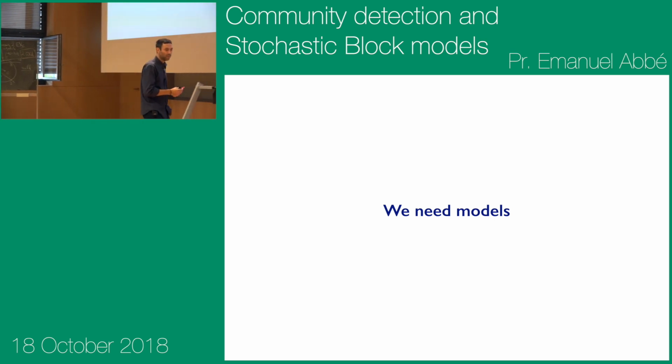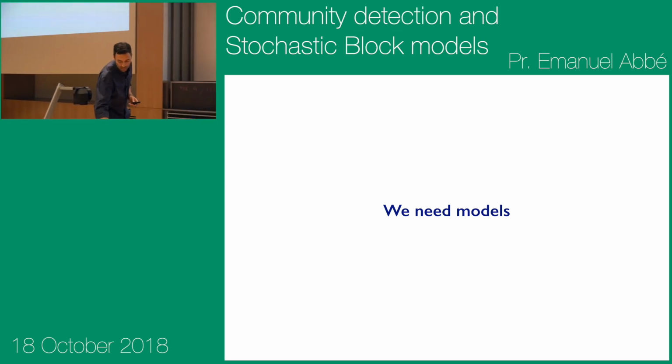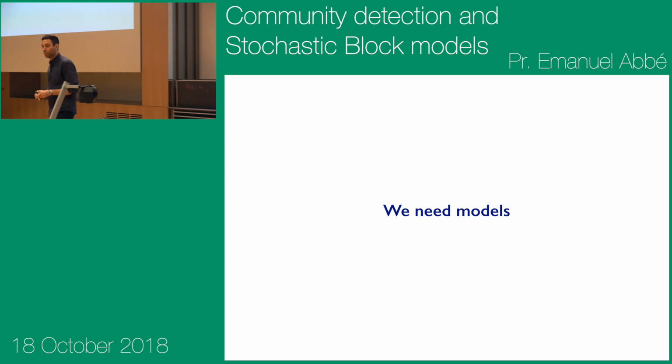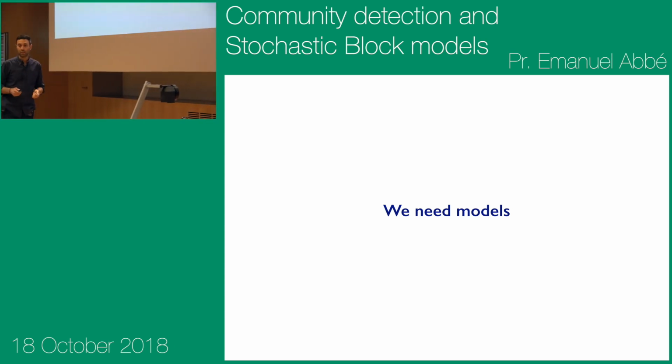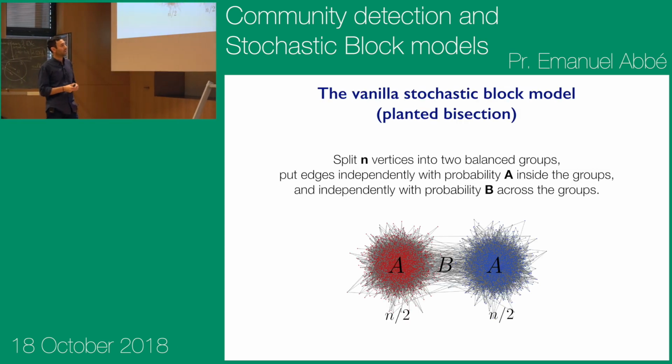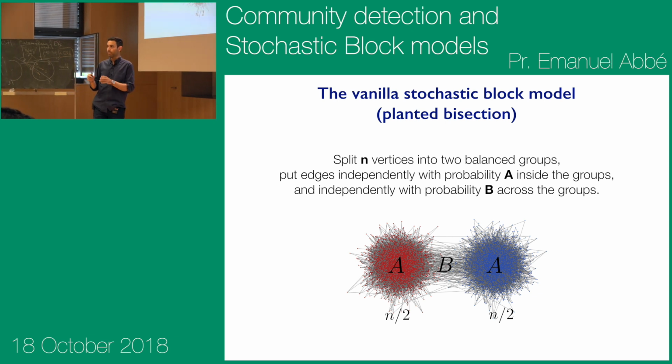Okay, so as I said, we need models to start doing some math and being able to quantify what we mean by success or failure. And here is the model. That's the second phrase in the title of the class. The stochastic block model is a canonical model that has been used for the problem of community detection. And it works like this.